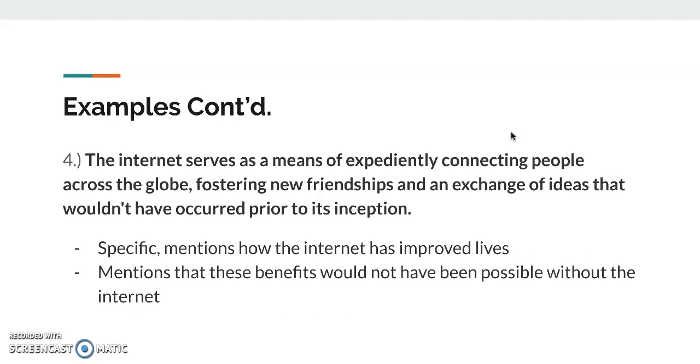This one, it branches off of that second example we looked at. The internet serves as a means of expediently connecting people across the globe, fostering new friendships, and an exchange of ideas that wouldn't have occurred prior to its inception. So for much of the same reasons, it's a lot stronger because it's specific, it mentions how the internet has improved lives, and it mentions that these benefits would not have been possible without the internet.